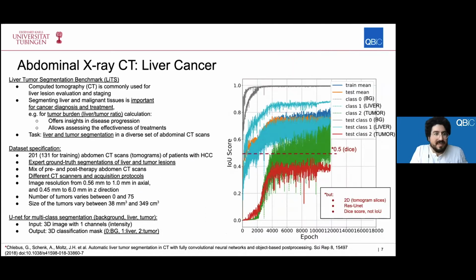We did the same thing for abdominal X-ray CTs, and there the task was to do three-dimensional segmentation of both liver and tumor. And this is quite important, in particular for tumor burden calculation. Again, this is an open task. This is an open problem.